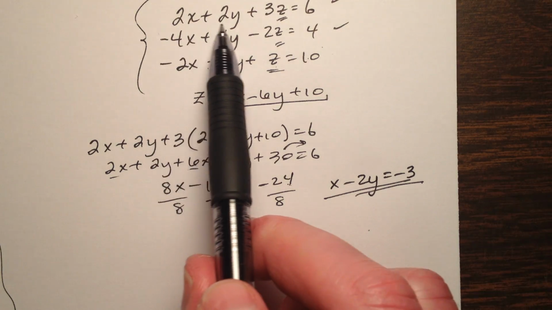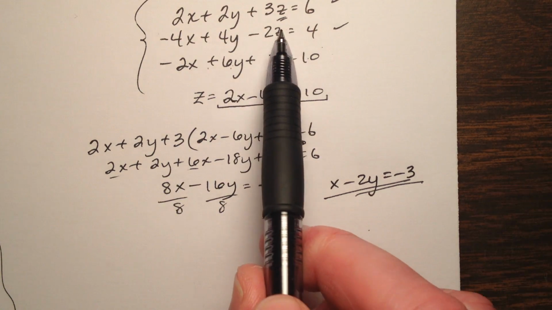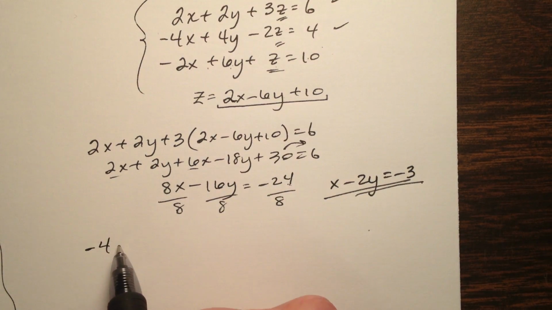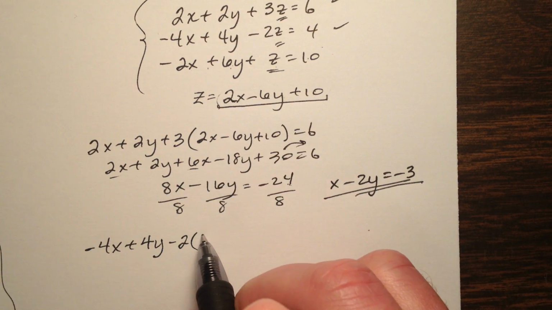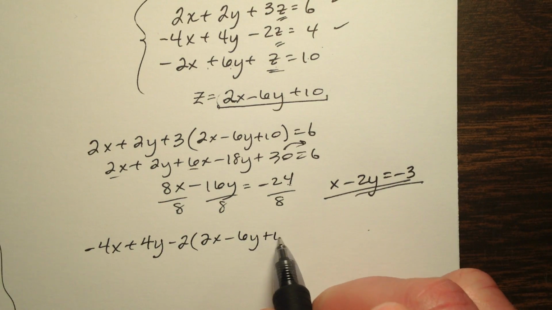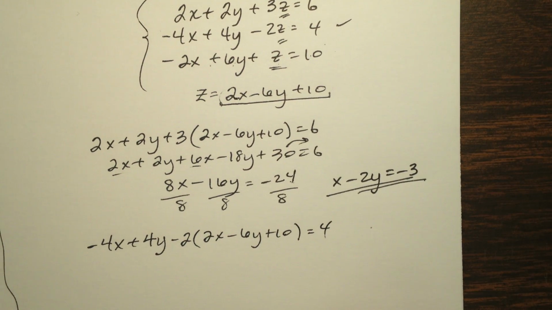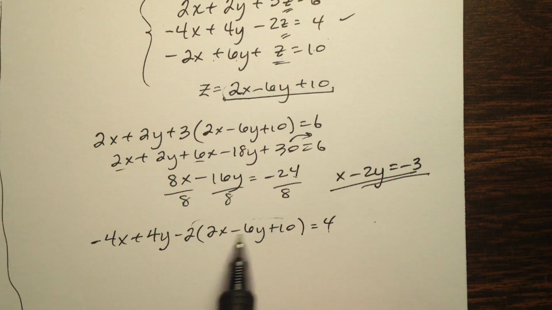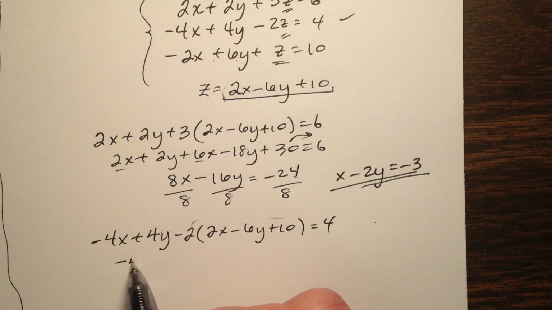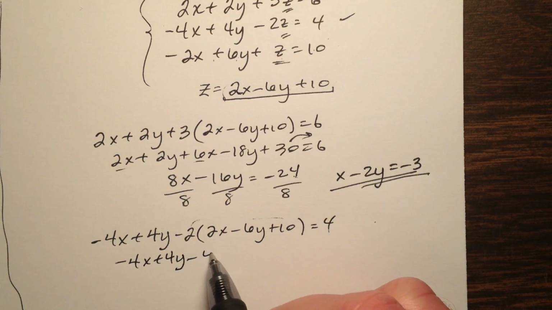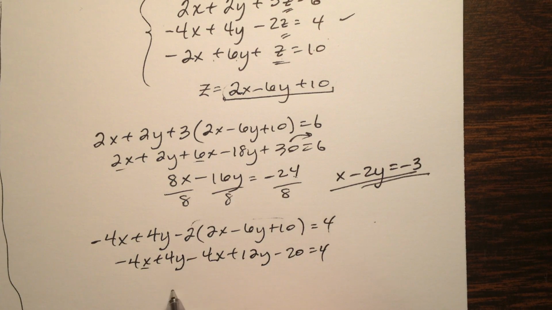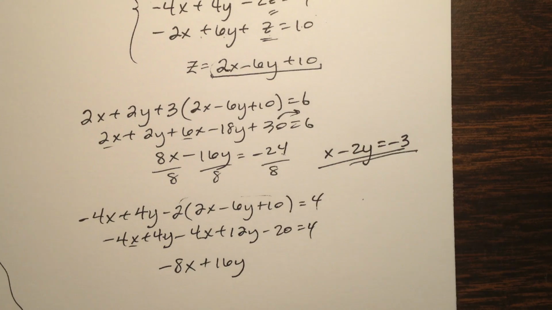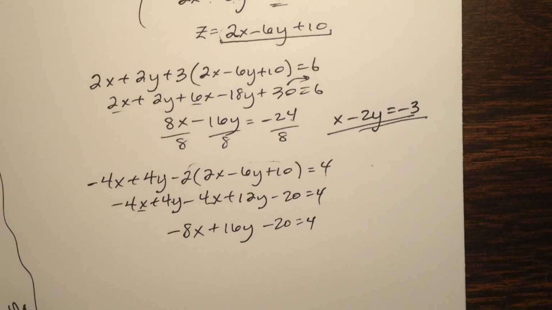Okay, so let's go ahead and use this second equation now and substitute our z expression in for z. So negative 4x plus 4y minus 2z, but here's my expression for z, and that equals 4. So real quick, let's just go ahead and simplify this. I'm going to distribute that negative 2 through and then combine like terms. Okay, so my x's go together to make a negative 8x. My y's go together to make a positive 16y. And it's a minus 20 equals 4.